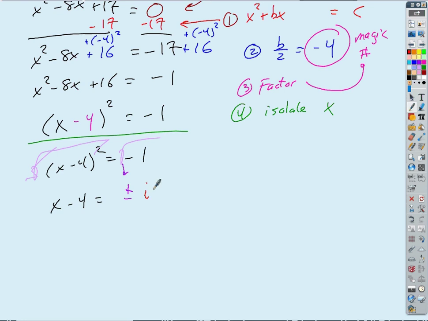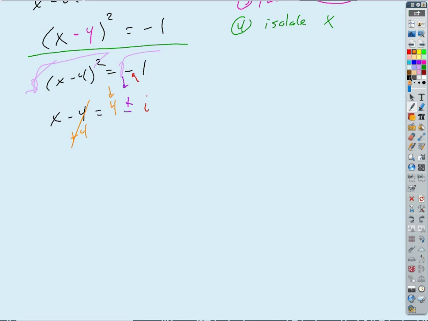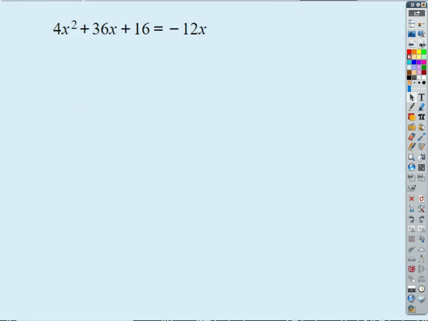And then what's the square root of negative 1? i. Okay, and we get that because I've got that negative there, right? Okay, then last step, add 4. And I'm going to put it in front of the plus or minus. So my final answers, there's 2 of them, right? I get x equals 4 plus or minus i. 4 plus i and 4 minus i. Right? Okay?